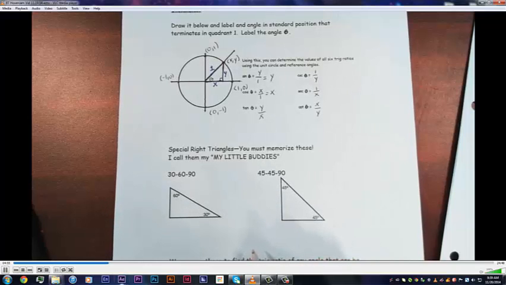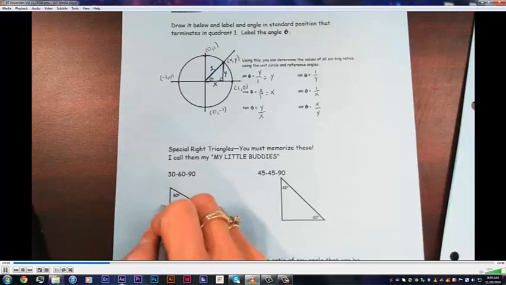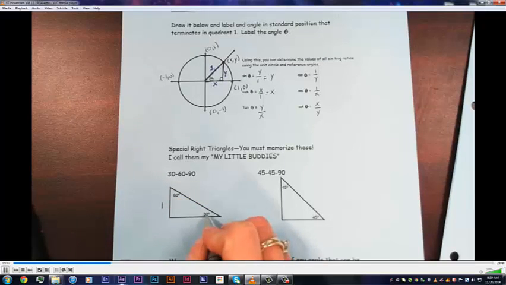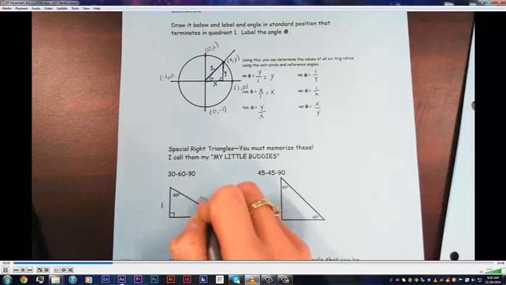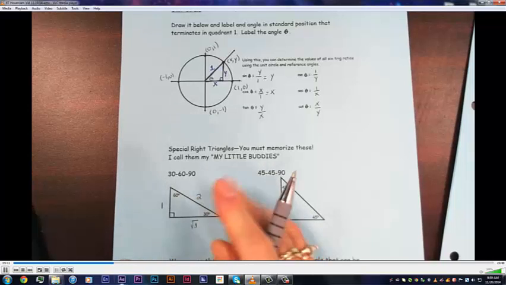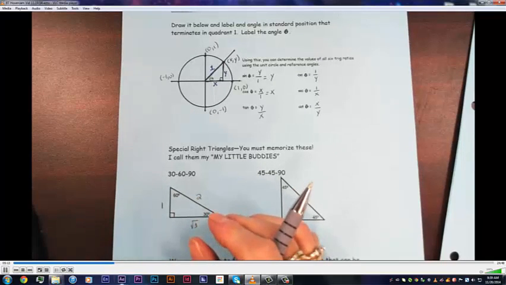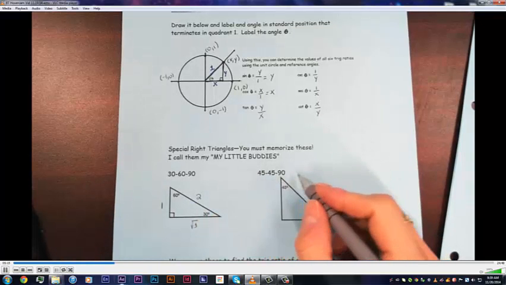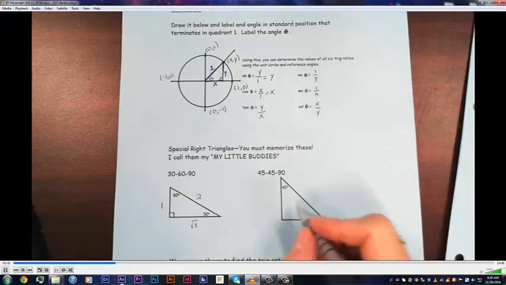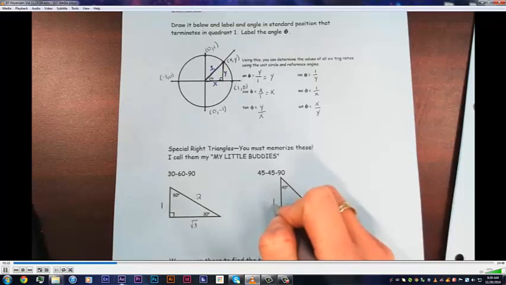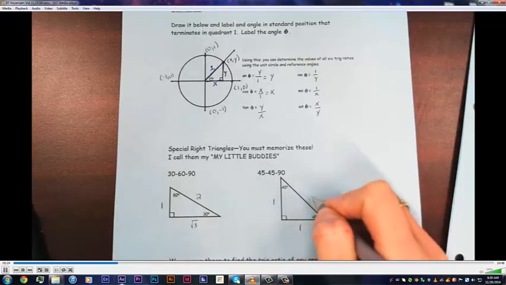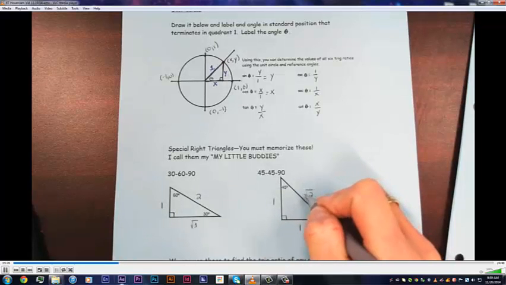So here are the sides of your 30-60-90 triangle. The leg opposite 30 is 1, the leg opposite 60 is square root of 3, and the hypotenuse across from the 90 is 2. Now you could change these ratios, but this is the most simplified version. Okay, 45-45-90 is, here's your right angle, a leg of 1, a leg of 1, and then the hypotenuse is square root of 2.